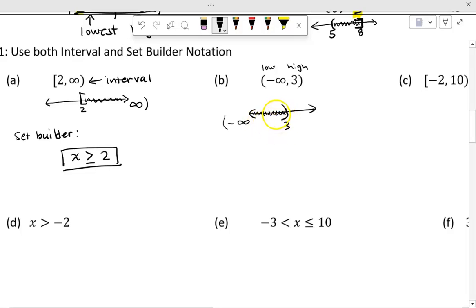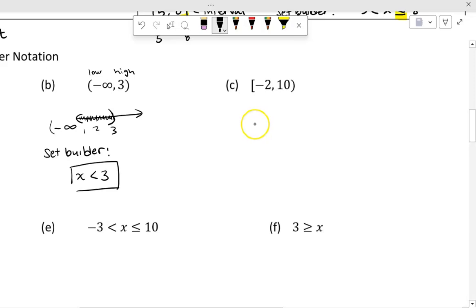X can be 2, 1, 0, etc. And so to write set builder, because we are going back and forth from one to another, set builder involves inequalities, so x can be anything less than, and that was a mistake, not equal to 3. The reason I can't put an equal bar there is because parentheses mean not equal to.